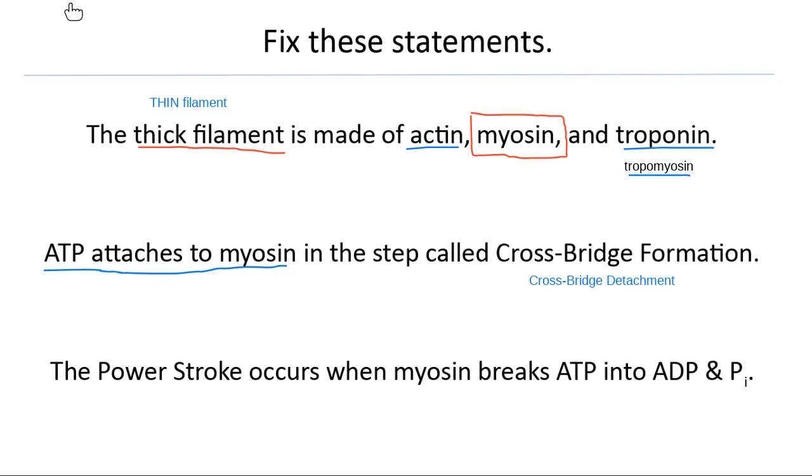The second way I could fix this statement is assuming that I want to know what happens in cross-bridge formation. In cross-bridge formation, what does myosin attach to?